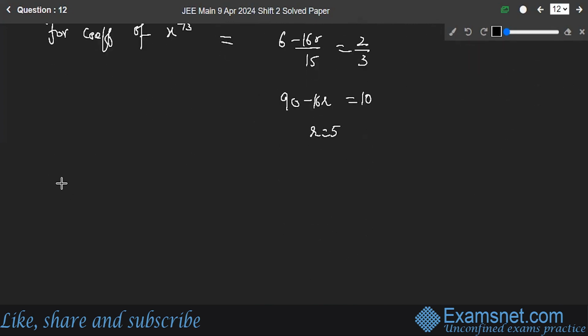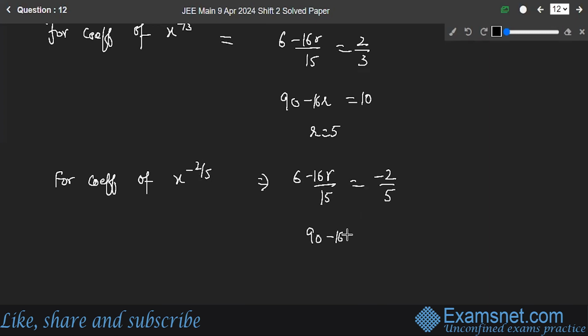Now, for the coefficient of x power minus 2 by 5, 6 minus 16 r by 15 should be equal to minus 2 by 5, or you should have 90 minus 16 r is equal to minus 6, or this will give you r is equal to 6. I got the two values for r.